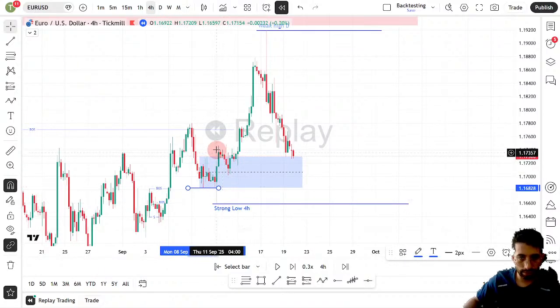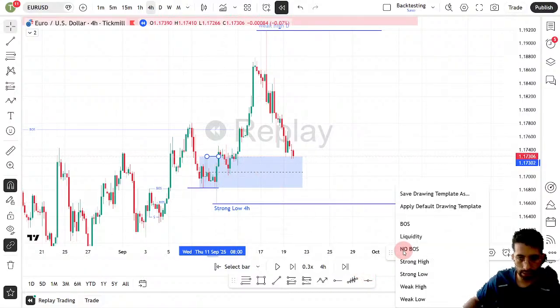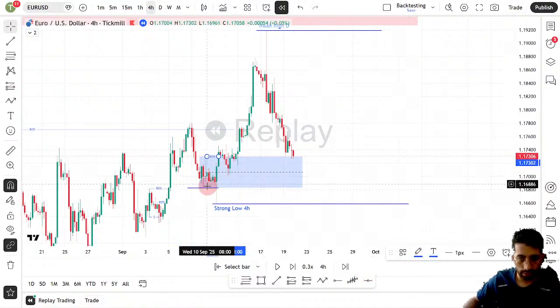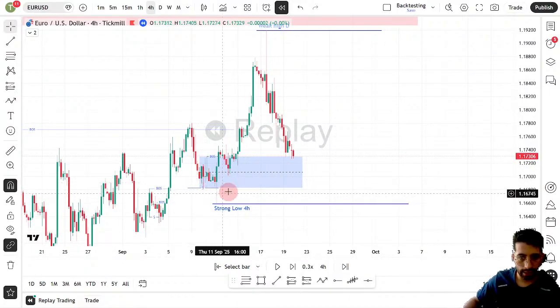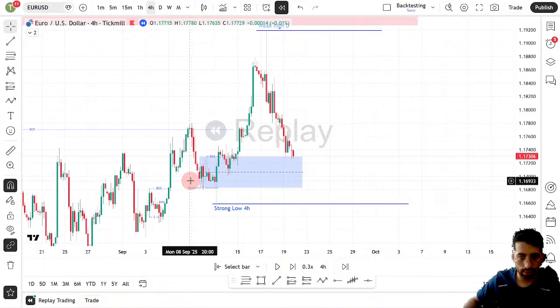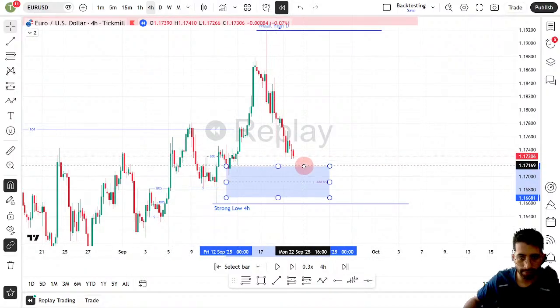After this liquidity sweep, it made a break of structure, a BOS, with the body of a candle in the time frame we're analyzing, which in this case is the 4 hour time frame. And once we got this, we can say that the price has done what we call a range beginning, right? This is the beginning of a range in the 4 hour time frame.